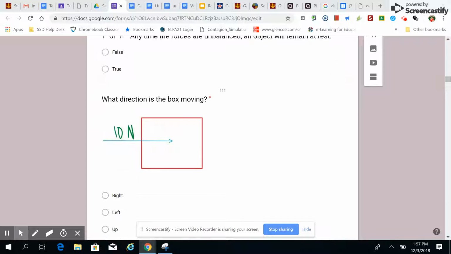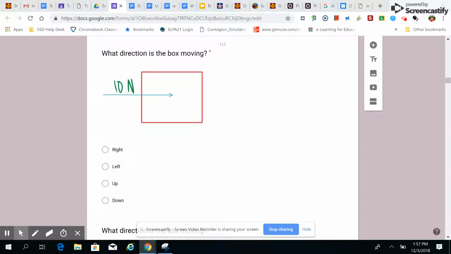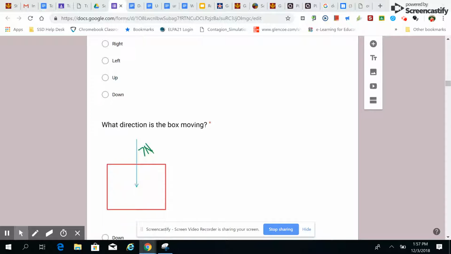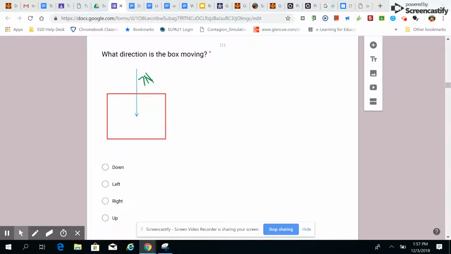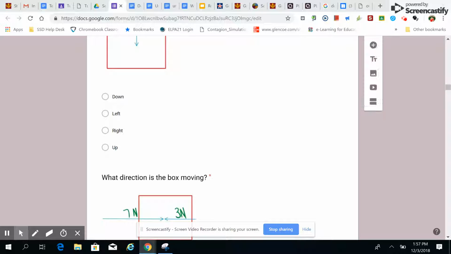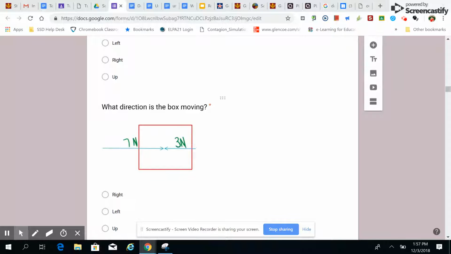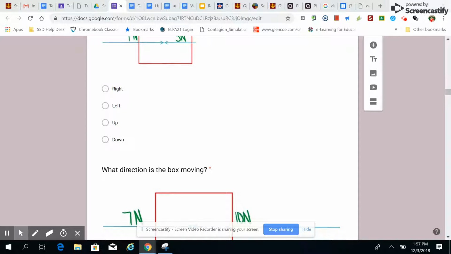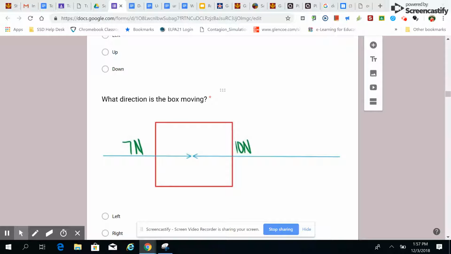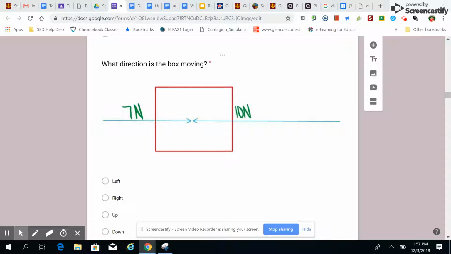What direction is this box moving? Right, left, up, down. What direction is the box moving? Down, left, right, up. What direction is the box moving? Right, left, up, down. What direction is the box moving? Left, right, up, down.